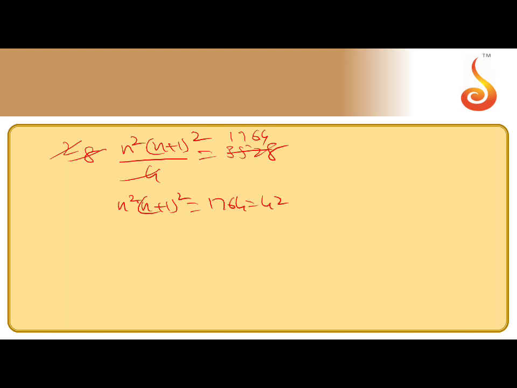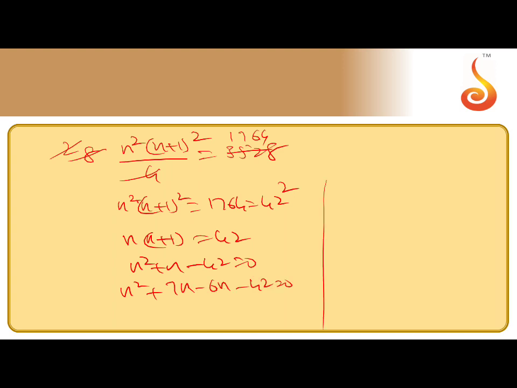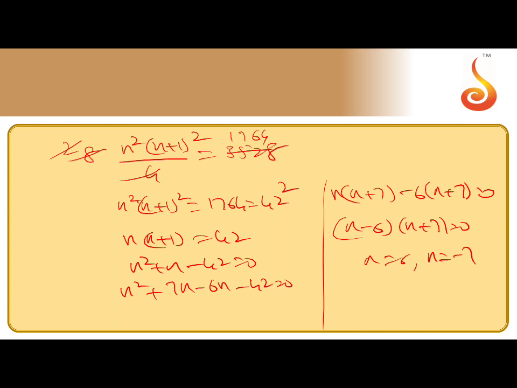Which is nothing but 42 square. So n into n plus 1 equal to 42. So n square minus n minus 42 equal to 0. So for n square, you can take factors 7, 6. So factorize: n into n plus 7 minus 6 common, n plus 7 equal 0. So n minus 6 into n plus 7 equal to 0. n equal to 6 or n equal to minus 7. n should not be negative. Therefore, n equal to 6 is the answer for this case.